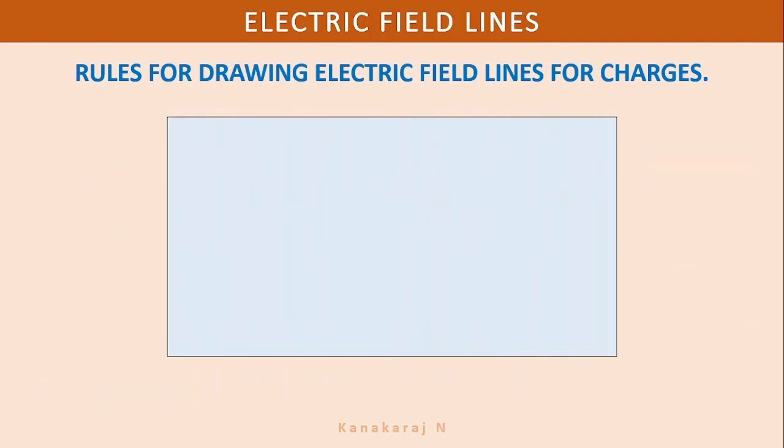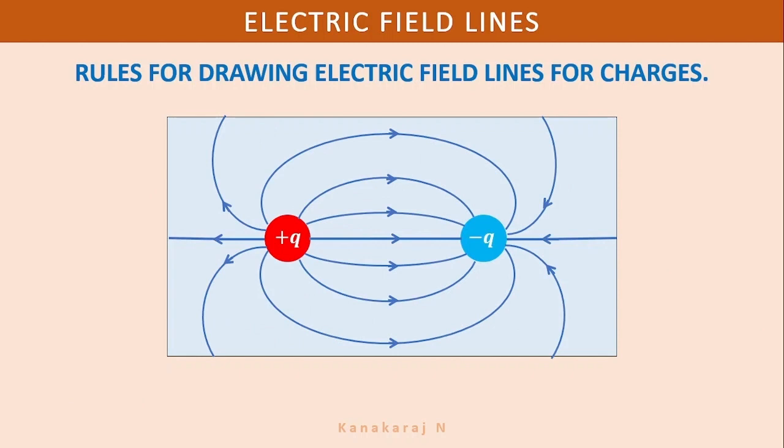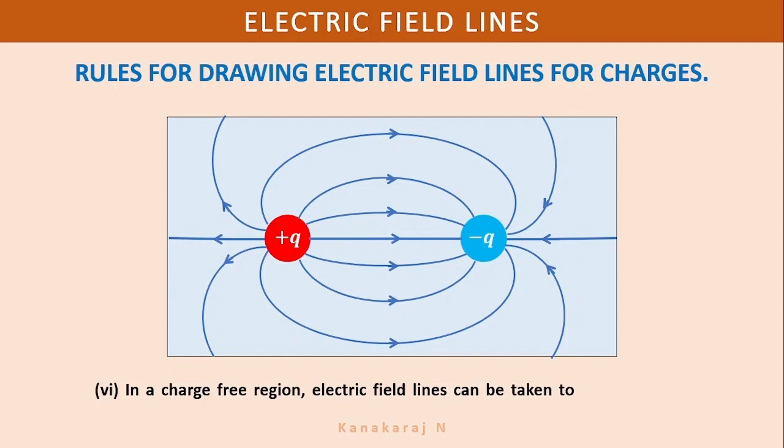Here there is a region. In this region, the electric field lines are continuous lines without any break. In a charge-free region, electric field lines can be taken to be a continuous curve without any break.